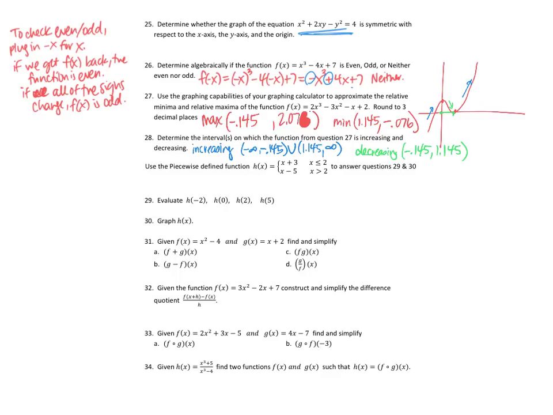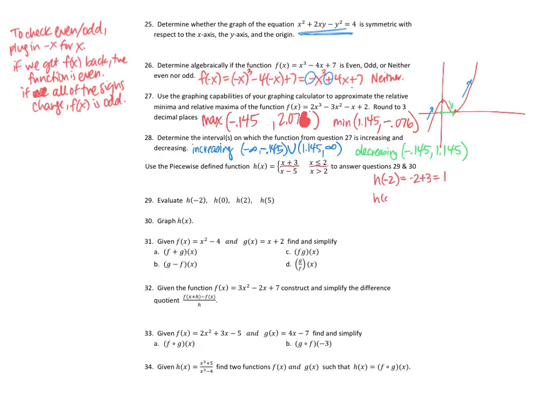Then it says, so the next problem. Use the piecewise defined function, which is that thing, to answer 29 and 30. Okay, so I'm going to evaluate some different points. So if I want to find h of negative 2, when I want to evaluate this, I'm going to start on the right-hand side, and I'm going to say, okay, negative 2 is less than or equal to 2, so I'm going to use this top function. So h of negative 2 is going to be negative 2 plus 3, which is 1.